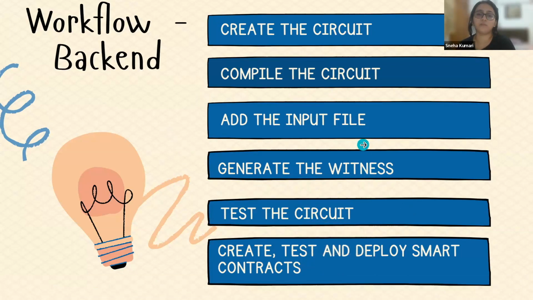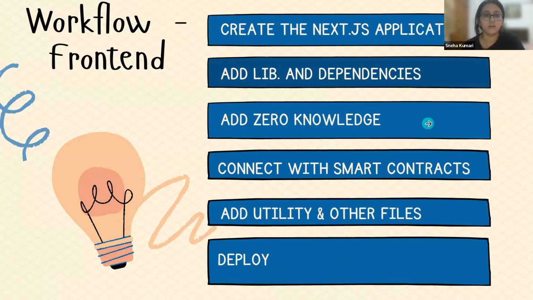You might not be aware of what a witness is here in this case, but we'll be talking about this in the coming slides. For the front end segment, it goes very simple. We create the Next.js application, we add the necessary libraries and dependencies, we add zero knowledge to the front end, then connect the front end part with the smart contracts. We add all the utility files and whatever files are necessary, and then we finally deploy the project.